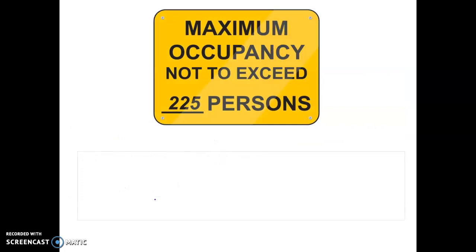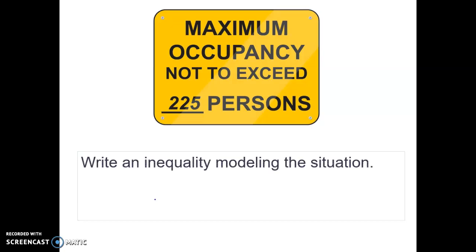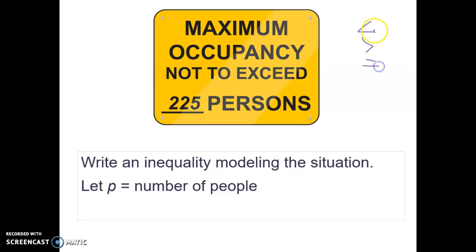Let's write an inequality that models this situation. Maximum occupancy not to exceed 225 persons. How could we write that as an expression? Let's let P equal the number of people. And what do we know about the number of people? We know it has to be either equal to 225 or less than 225. It cannot be greater than 225. So again, going back to our trichotomy principle here, it can be less than 225 or equal to 225. It cannot be greater than 225. So we would write that as P is less than or equal to 225.